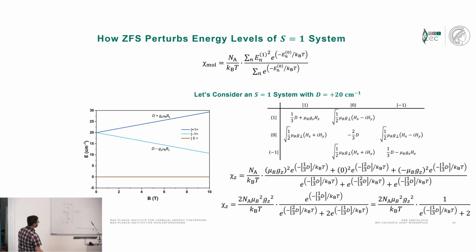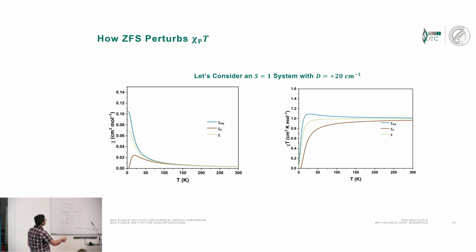You could play the same game for the xy directions. I won't do it here, but the point I want to make is what that does to the susceptibility curve. If it's plus 20 wave numbers, here's chi. Chi z is in brown. It follows a little bit of this Curie behavior, but then at low temperature it goes back down to 0. On the other hand, chi in the xy direction goes way up here. Unfortunately I chose yellow, which was not the best color choice. But if you look at what we call a powder average, I'll talk about that in a moment, it behaves somewhere in between these two worlds.